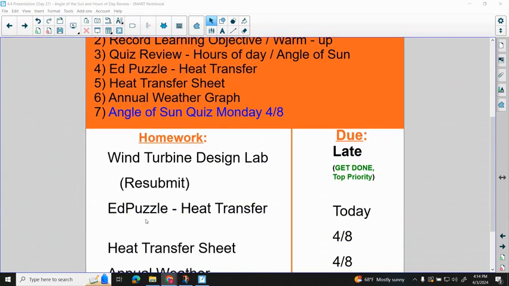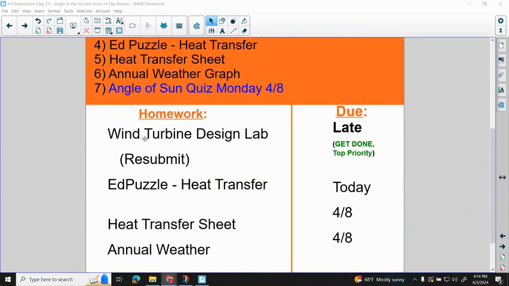There are still a few of you that have not resubmitted, or submitted in the first place, your wind turbine lab. I am getting back to those, but I'm getting a little behind. So I will get your resubmissions graded here shortly. The Ed puzzle should be done in class today. It's only like a 7.5 minute video. And then the heat transfer sheet and the annual weather sheet would be due for next time.